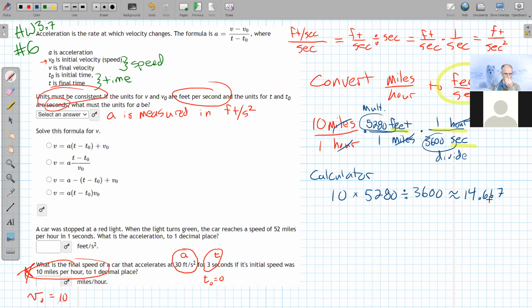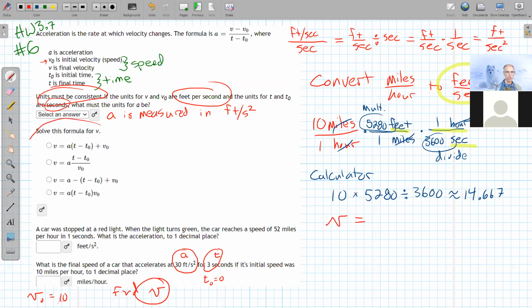And let's see, let's read it again. Some scribbles in the way here. What is the final speed of the car that accelerates at that speed? So what they're asking me here is to find V. So I need to come up with V equals.